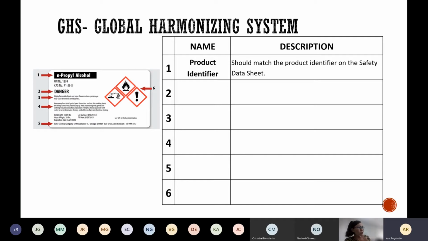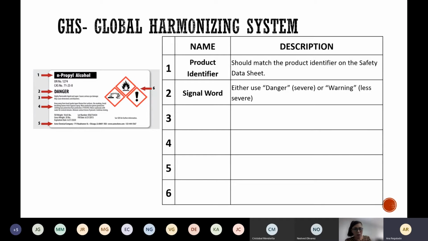Section 2, which is right underneath the product identifier, is what we call a signal word. There are two different words that you can see here. The first one is danger. If you see that word, it means the danger is severe, that there are severe hazards associated with this chemical. On the other hand, if you see the signal word warning, that tells you it's less severe. It still can pose a health hazard, but it's not as severe as the danger signal word.